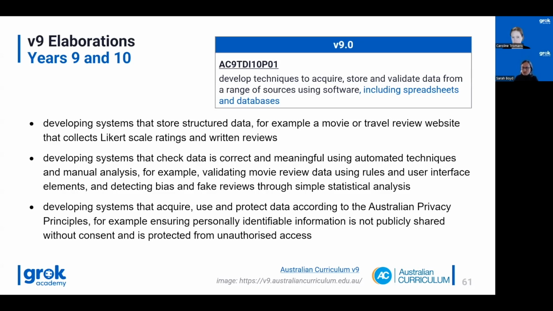Then the second elaboration is developing systems that check data is correct and meaningful using automated techniques and manual analysis. And this is where validation comes in here. It's checking that the data is correct. So you're validating movie review data. You've got rules to do that. Could be conditional formatting if it was a spreadsheet, or different in the database.